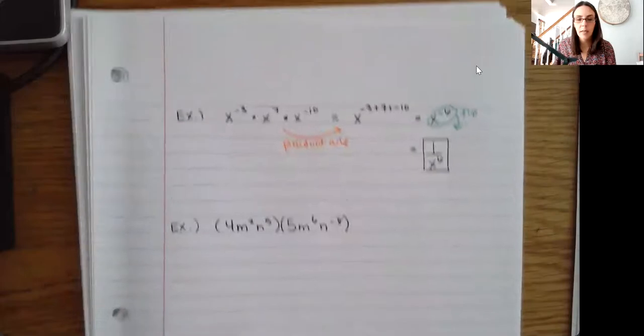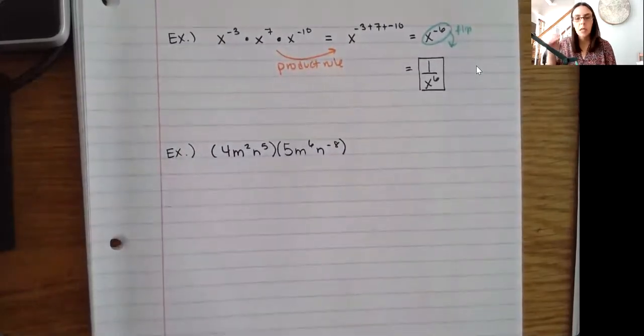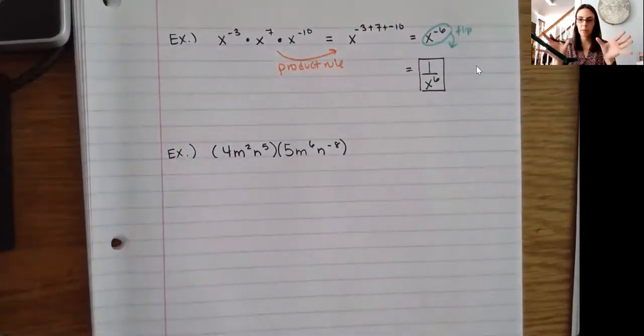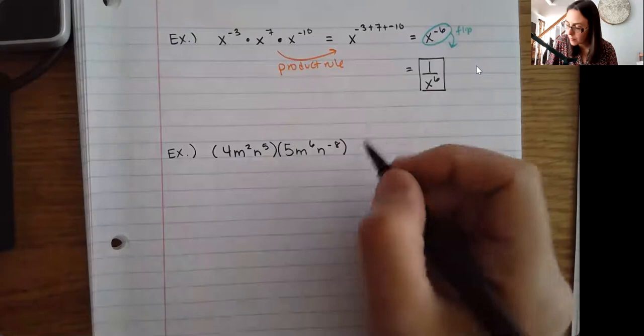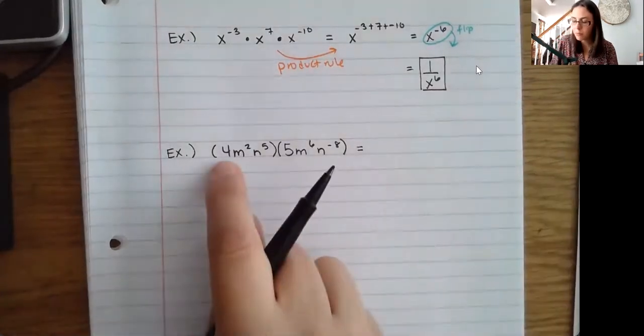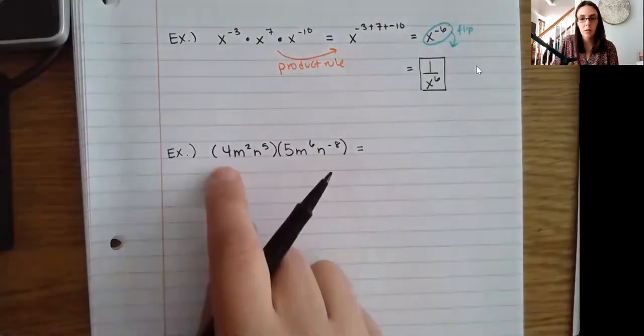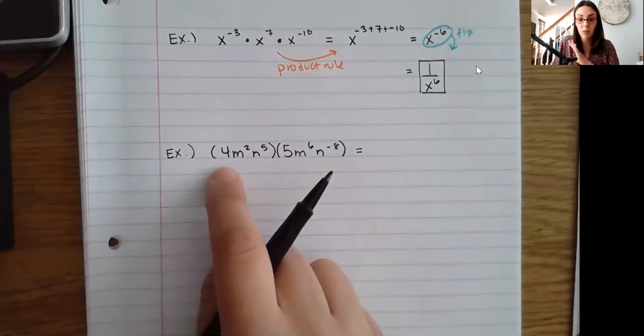Here's another example, again, kicking it up a little bit here. So I'm noticing again that I'm multiplying two things together. So when we're multiplying, again, we're still using that product rule. So here, let's see, my numbers out front, those are not exponents. Those are not the same base. They're just regular multiplication, 4 times 5.